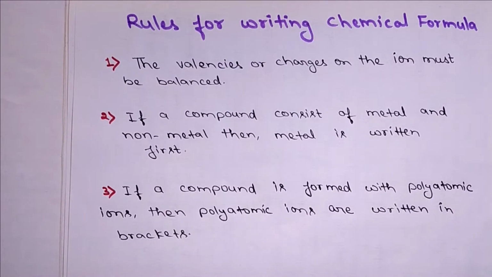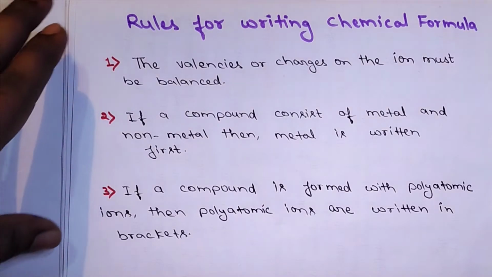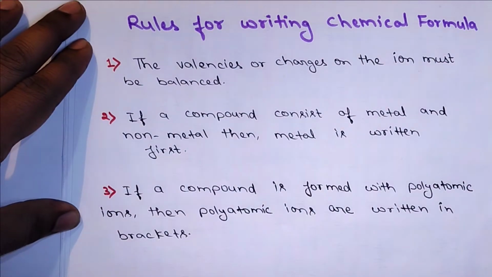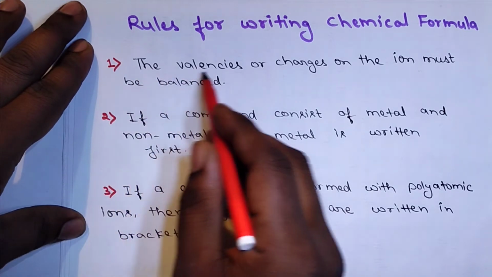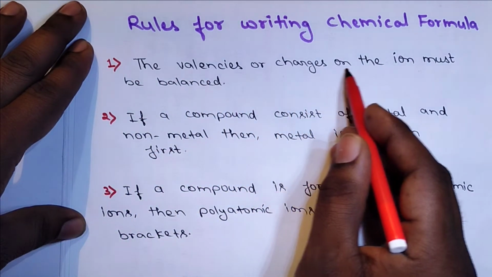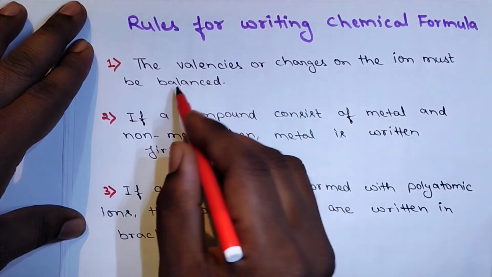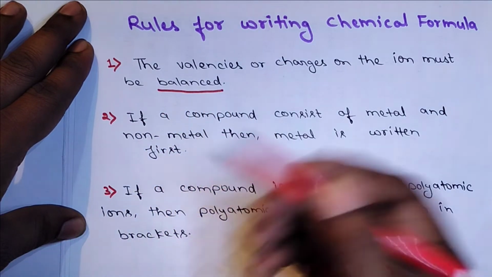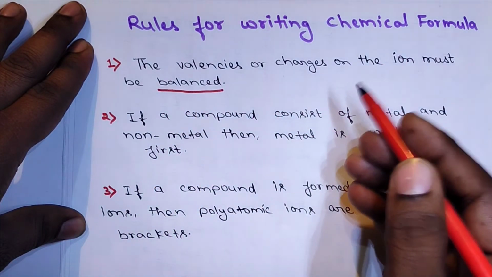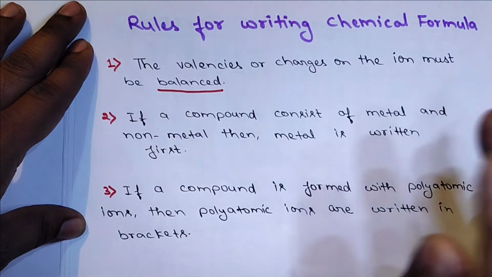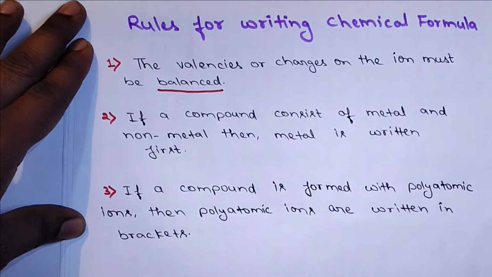Now I am going to discuss the rules for writing the chemical formula. There are certain rules with the help of which we can write any chemical formula smoothly and properly. So I am going to just explain you the rules. The first rule is the valencies or charges on the ions must be balanced. Means the charges, either positive or negative, present on ions must be balanced in any chemical compound.